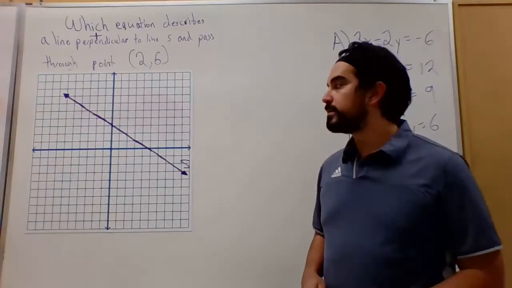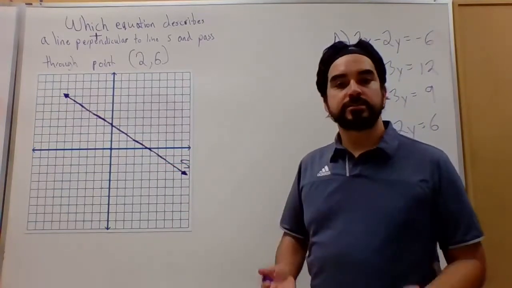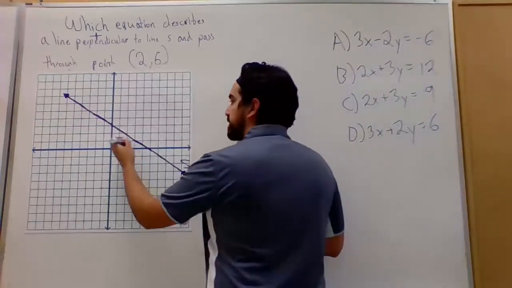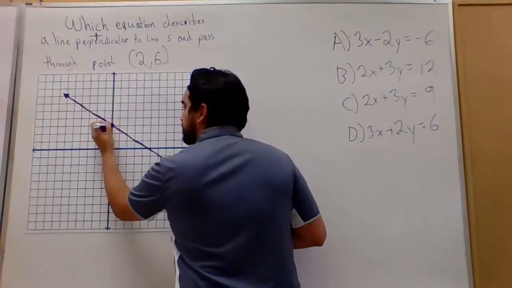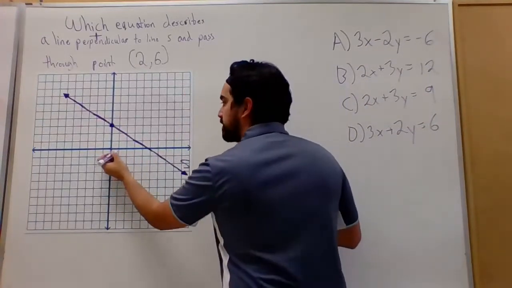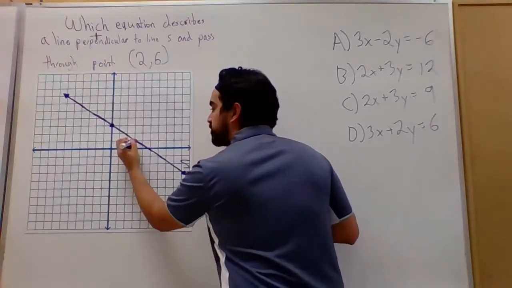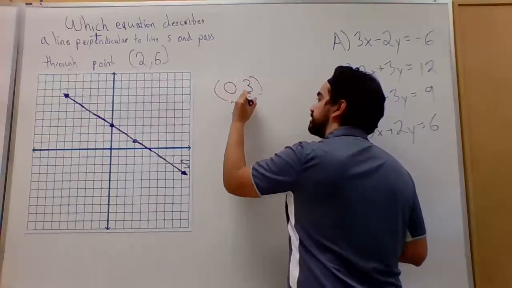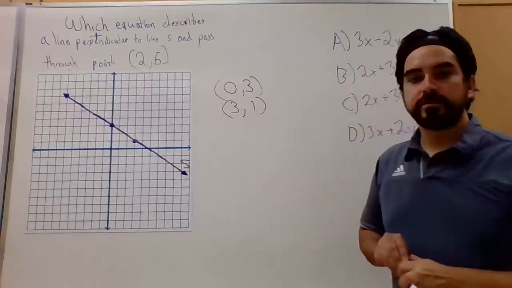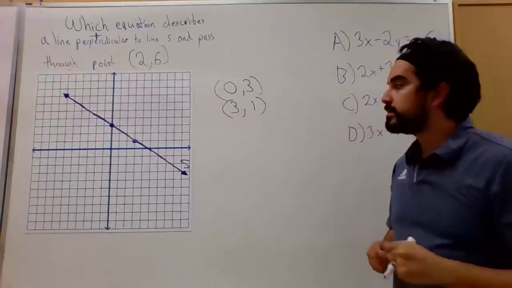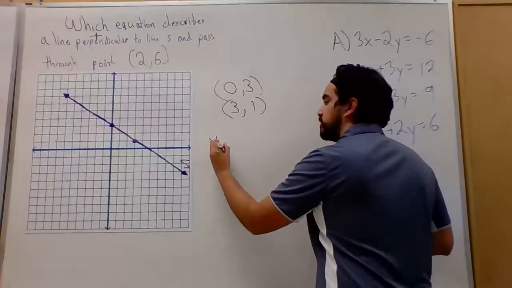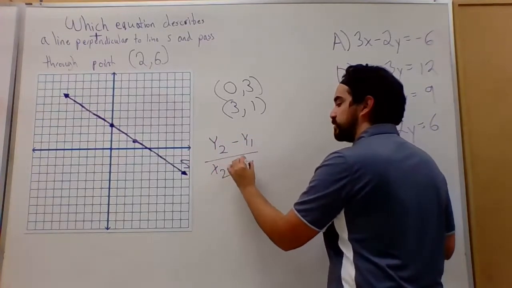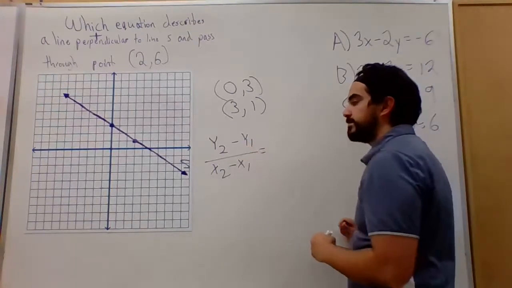As you remember before, the first thing we have to do is find the slope. So we need two bullseye points, and the bullseye points I'm going to pick are (0, 3) and (3, 1). From here, we're going to use the formula. The formula is y2 minus y1 over x2 minus x1 equals.